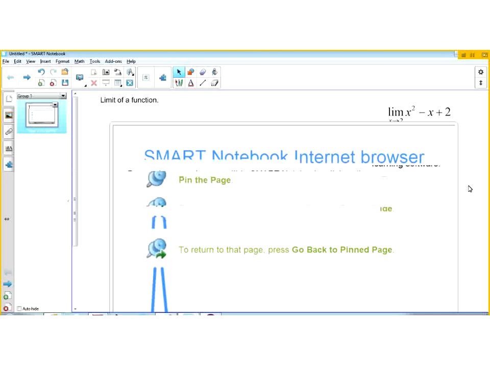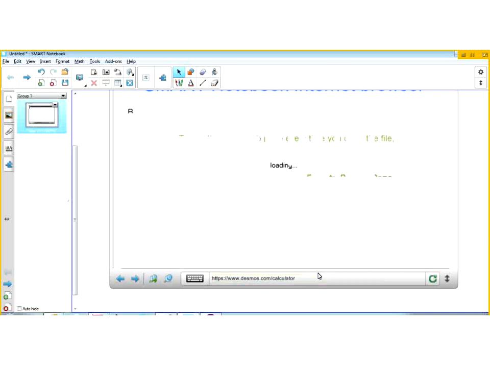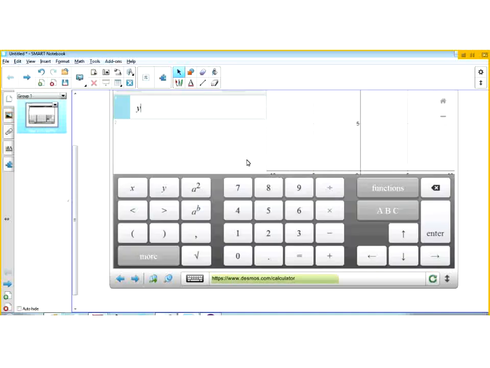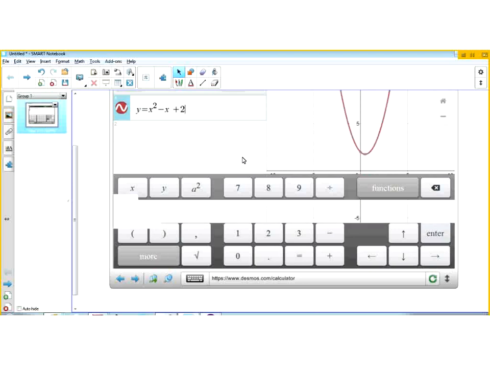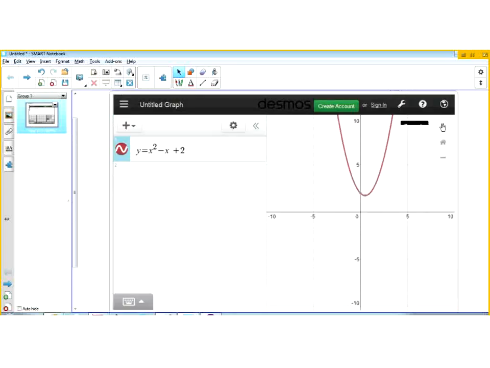So let me pull up the graphing calculator. So we have y equals x squared minus x plus 2. All right, so it's this parabolic looking shape. And we want to know what happens to this function as x approaches 2.